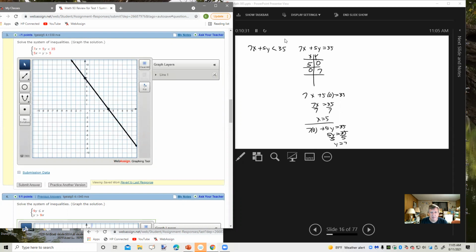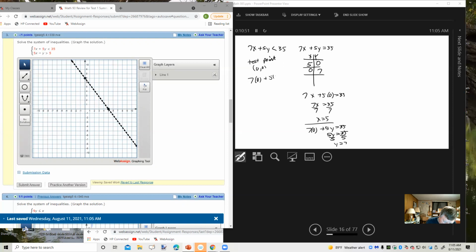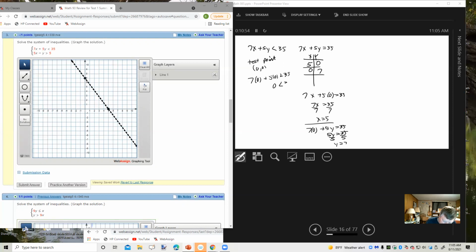Okay, now that does not include the equal sign. So it's going to be a dashed line. Let's use 0, 0 as a test point. 7 times 0 plus 5 times 0 less than 35. 0 less than 35, that's true. So I would fill it on that side. Okay, so that's the solution to just that first inequality. But there's a second inequality we need to graph. So let's take a look at it.